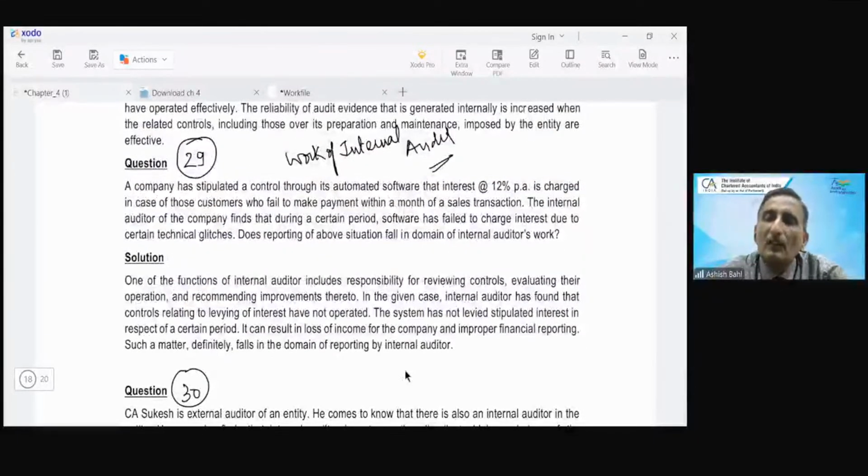So one of the functions of the internal auditor is, in fact, reviewing controls, evaluating their effectiveness, operation, and recommending improvements. So if the software is not working as planned, it means that it is not able to prevent and detect material misstatements from occurring. So that is possibly a misstatement which is causing loss to the company. Therefore it definitely falls within the domain of reporting of internal audit work.